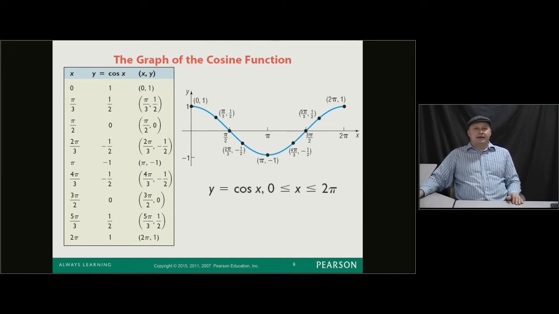And at pi, cosine of pi is going to be negative 1. So it's going to be (pi, negative 1). That's its lowest point. And then at 3 pi over 2, it's back to 0 again. Cosine of 3 pi over 2 is 0. Remember, on the unit circle, that's the x-coordinate. At 3 pi over 2, the x-coordinate is 0. Cosine of 2 pi, remember it's the x-coordinate on the unit circle, and at 2 pi it's 1 revolution, which is the rightmost point, and the x-coordinate is 1. So we're back up to 1 again.